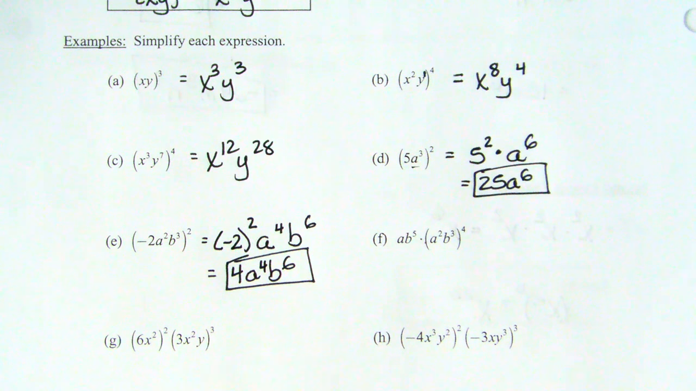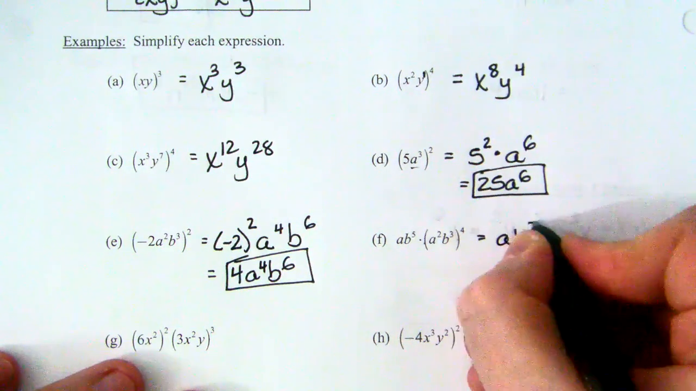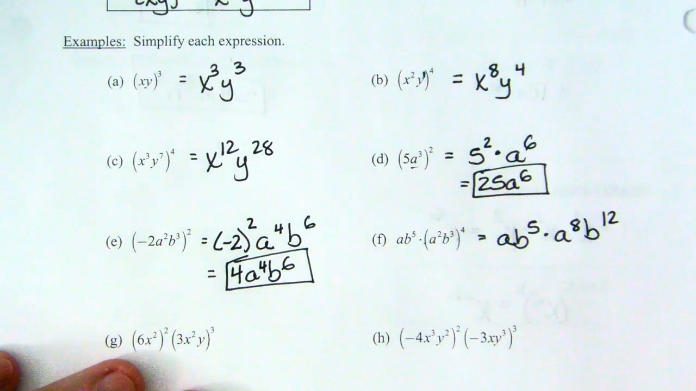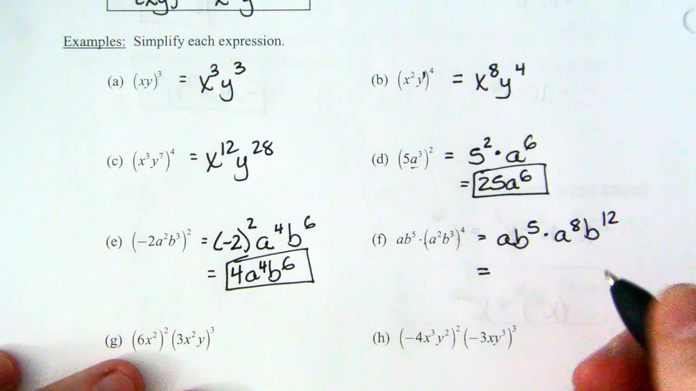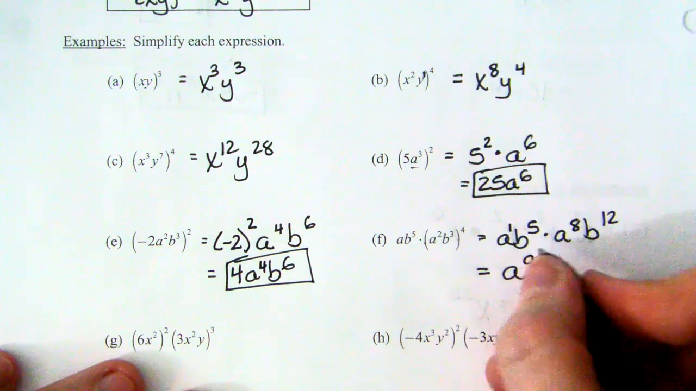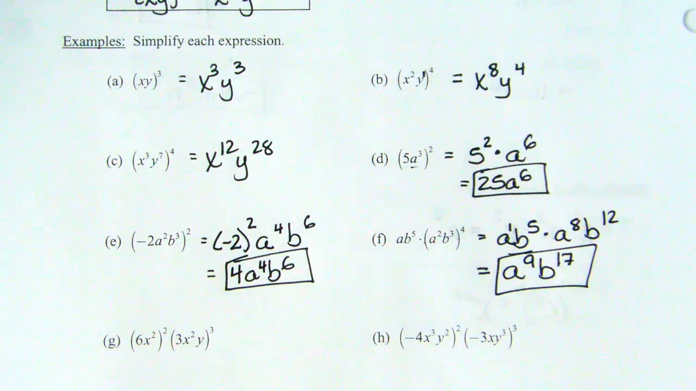Letter F. See what you can do in F. When you're done, tell me what the power of A is and tell me what the power of B is. I'm going to distribute my 4th power, so AB to the 5th times A to the 8th, B to the 12th. And then I'm going to multiply them, which means add the powers. A to the 1st times A to the 8th, you should have told me A to the 9th. B to the 5th times B to the 12th, you should tell me B to the 17th. A to the 9th, B to the 17th.